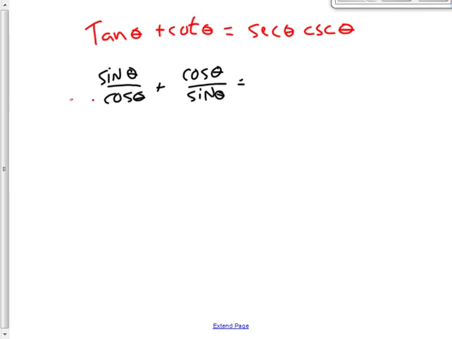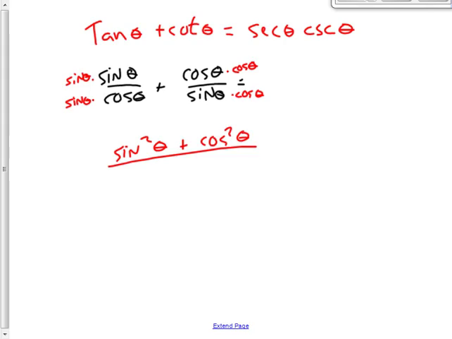It means I'm going to multiply this by sine theta, and this by cosine theta, because that's what's missing in the denominator. So on top, I end up with sine squared theta plus cosine squared theta. On the bottom, sine times cosine. And then I want to make that look like secant and cosecant. Well, I have the sine and cosine part on the bottom, so that's good. On top, I have sine squared plus cosine squared. That looks like a Pythagorean identity, so I go, and it is. Sine squared plus cosine squared is equal to 1.